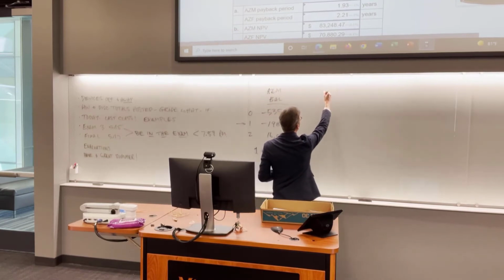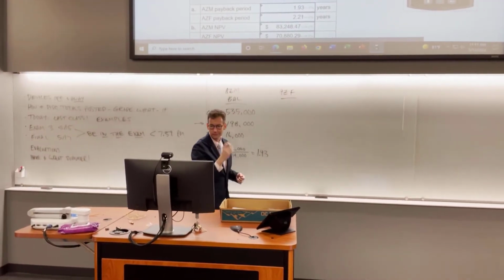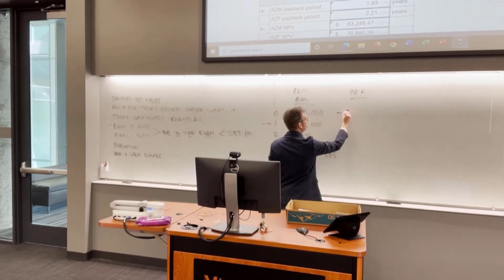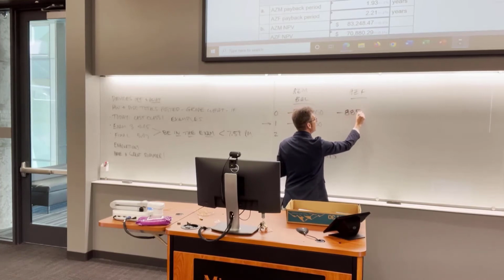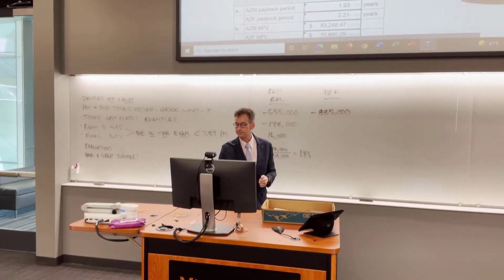Let's talk about AZM, and the other one, AZF, whatever the other one is. What is our balance at the beginning? It's minus $885,000. I'm going to go ahead and put that in my calculator.